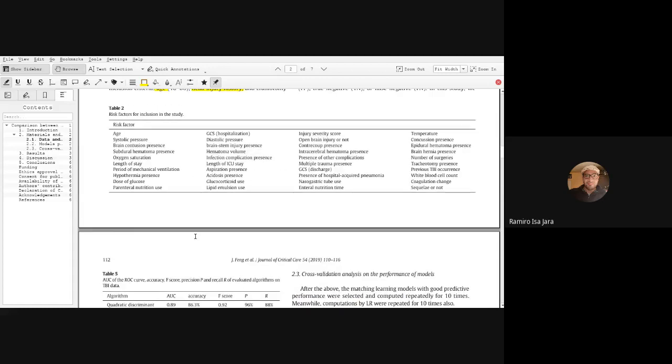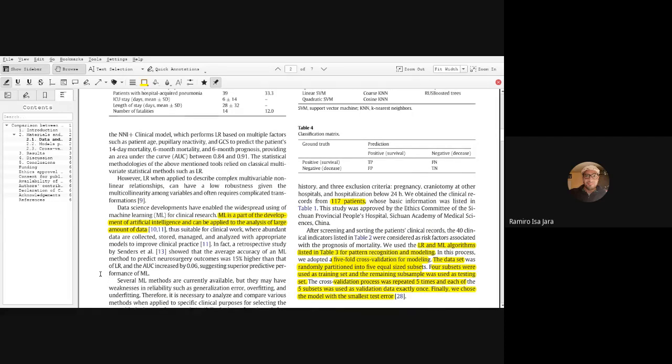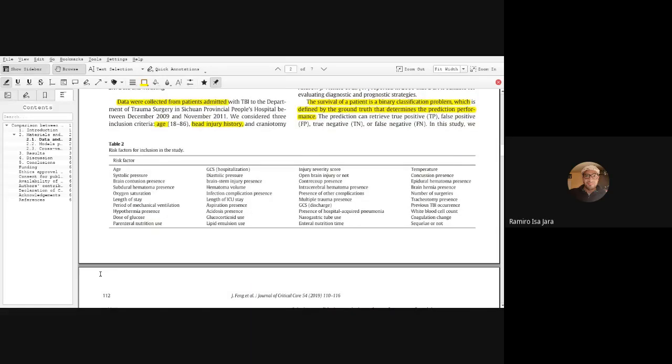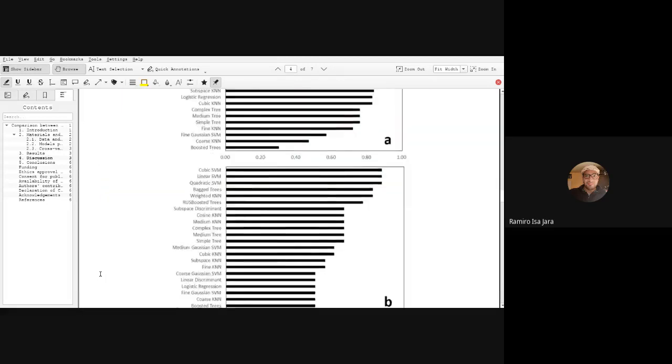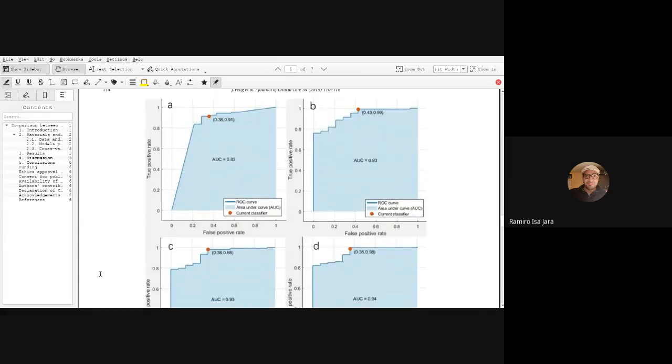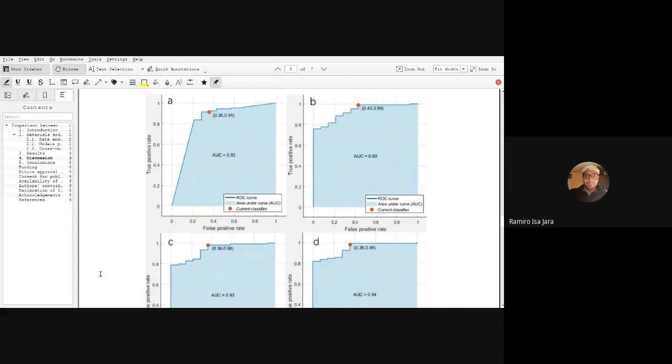a table with the classification matrix, where the data or outcomes are the ground truth. Ground truth is a very common form to evaluate the algorithms. So in this graphic, the probability of effectiveness prediction is presented for logistic regression and the best machine learning algorithms based on support vector machines.